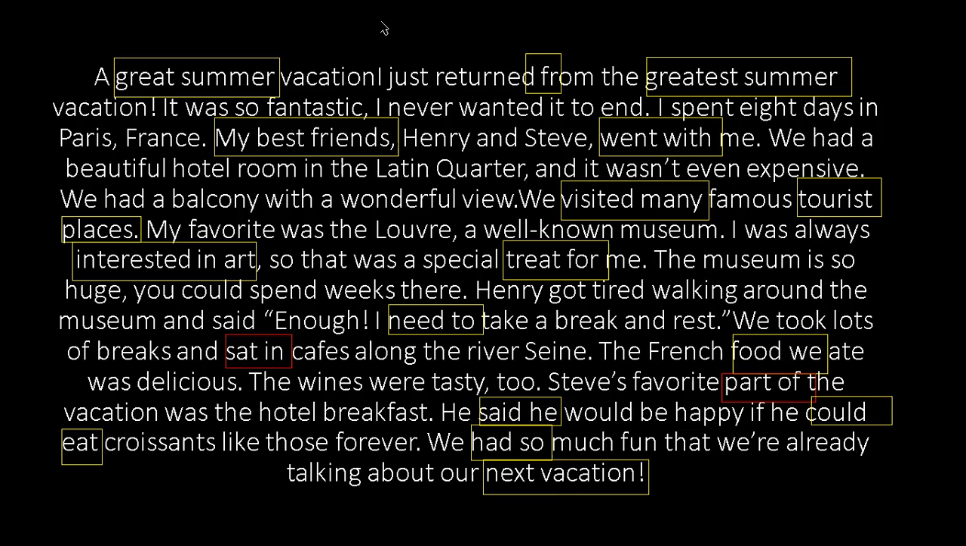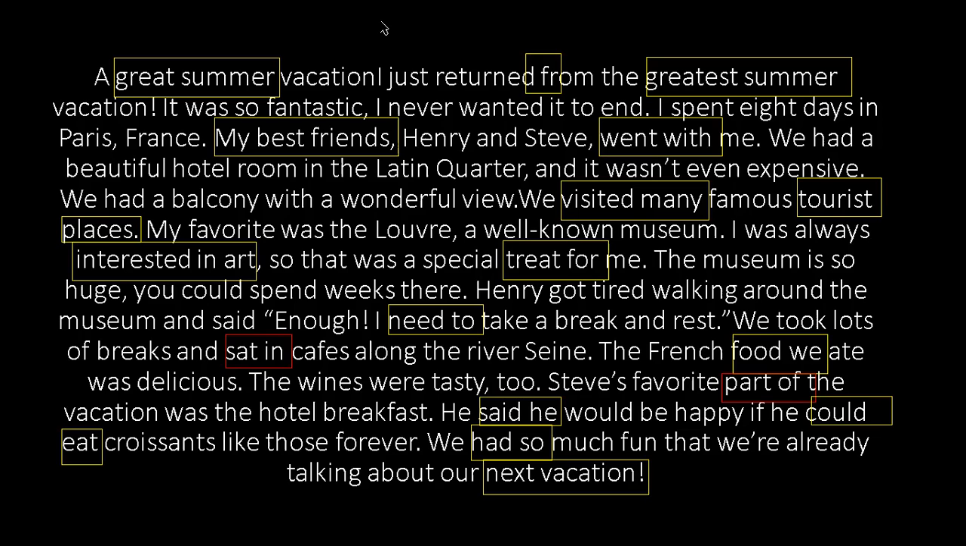A great summer vacation. I just returned from the great summer vacation. It was so fantastic, I never wanted it to end. I spent 8 days in Paris, France. My best friends Henry and Steve went with me. We had a beautiful hotel room in the Latin Quarter, and it wasn't even expensive. We had a balcony with a wonderful view. We visited many famous tourist places.